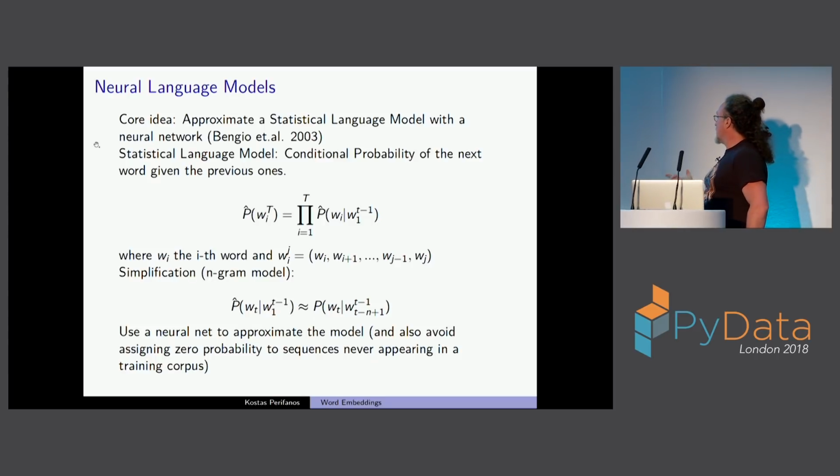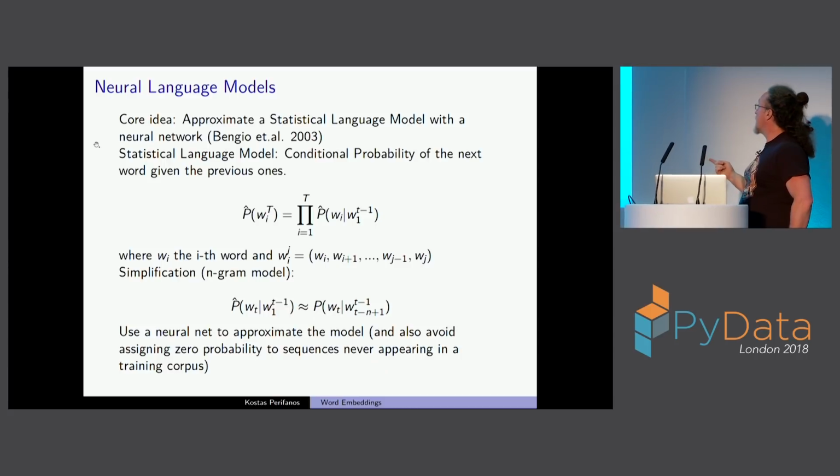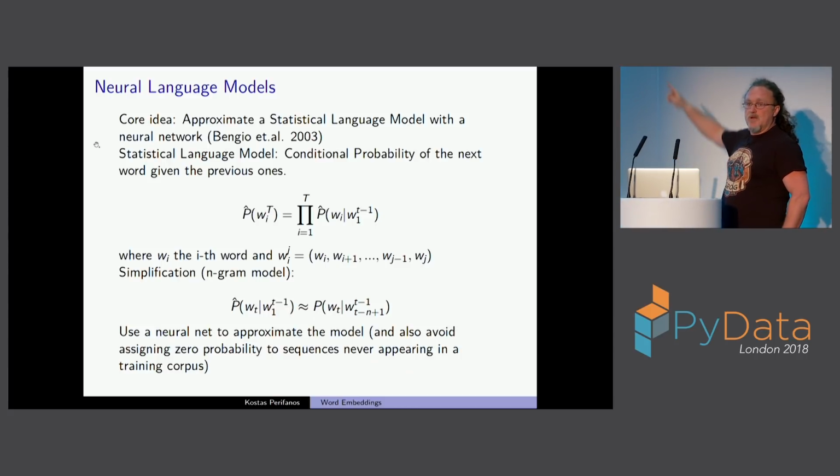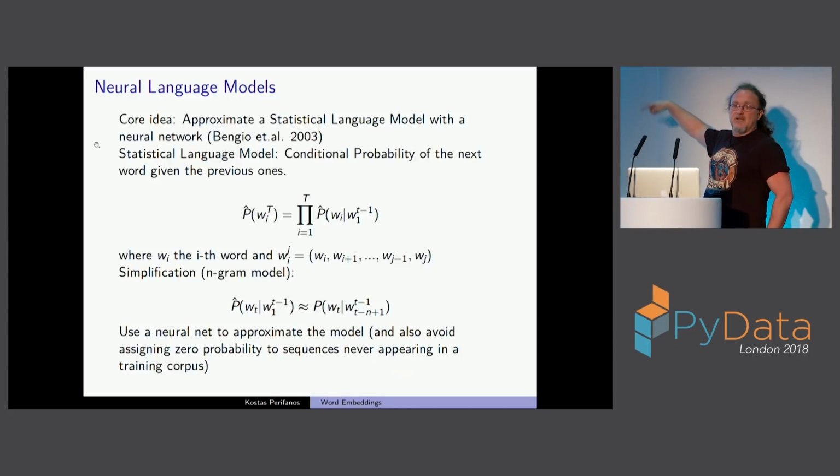That was a very interesting approach, but it was slow, because the last layer of the neural net is a softmax over several million words, and it's very slow to train.